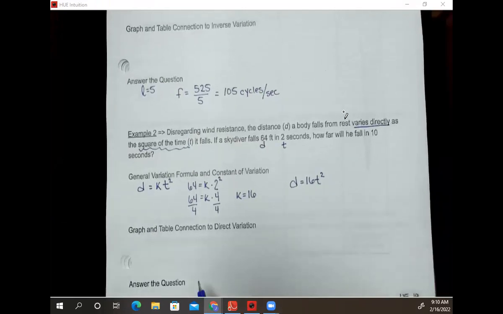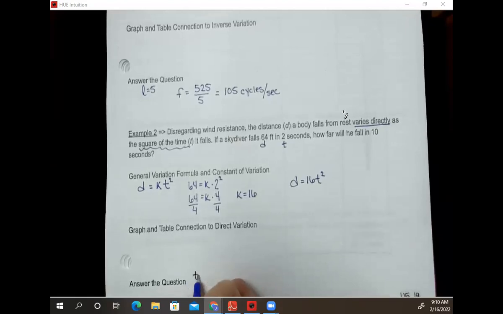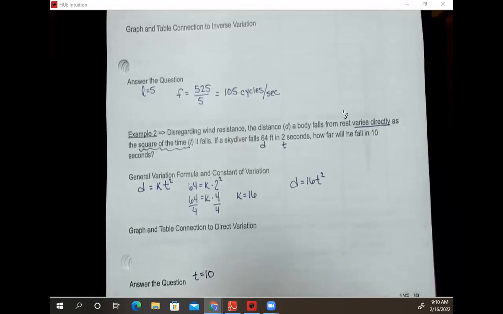And now the last step of our problem here is to go ahead and actually answer the question that they've posed. So their question is, how far will he fall in 10 seconds? Okay, we have this information from our skydiver after 2 seconds. So how far will he have fallen after 10 seconds? So my question is based around a t value, right? A t of 10 seconds.